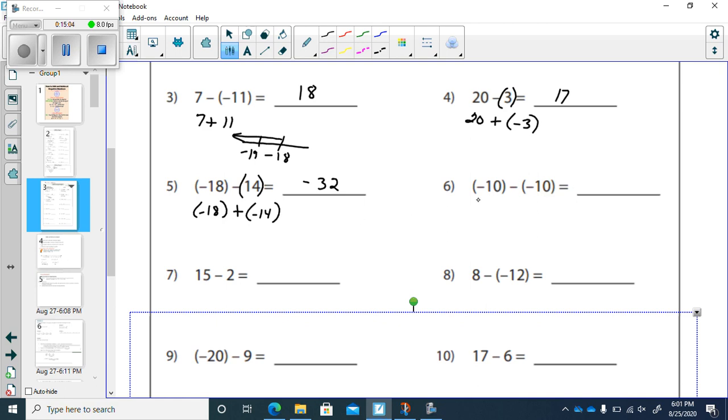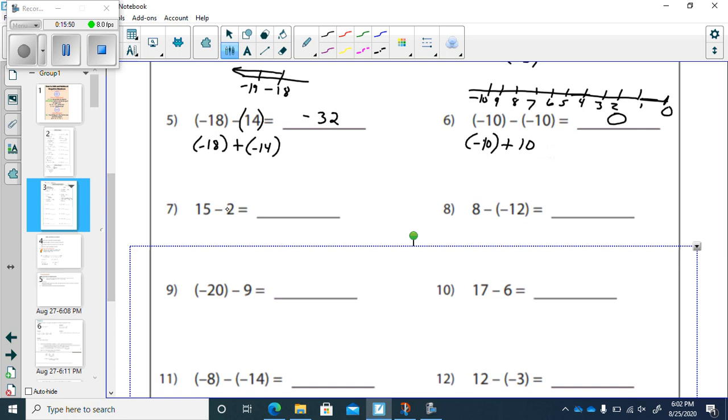Negative 10 minus negative 10. Let's rewrite that one. You start at negative 10. The opposite of subtracting is to add. Add the opposite. The opposite of negative 10 is a positive 10. So if I started on the number line at negative 10, and I'm going to add a positive 10, that means I'm going to go up 10 spots. 1, 2, 3, 4, 5, 6, 7, 8, 9, 10, right? You're at 0. A negative 10 plus a positive 10 gives me 0.